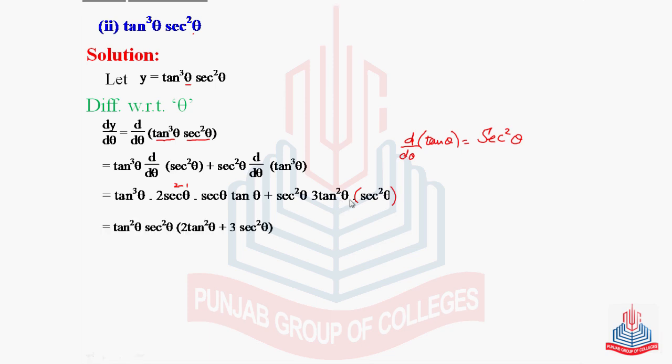Now we have tan square theta secant square theta as a common factor from both of these two terms. The remaining part will become 2 tan square theta plus 3 secant square theta, and this tan square theta is going to be a common factor, so the remaining thing will be this 3 and this secant square theta, which is our complete differentiation of the given question.